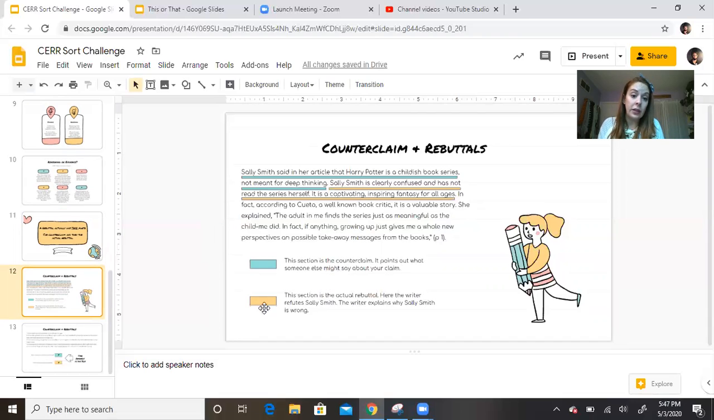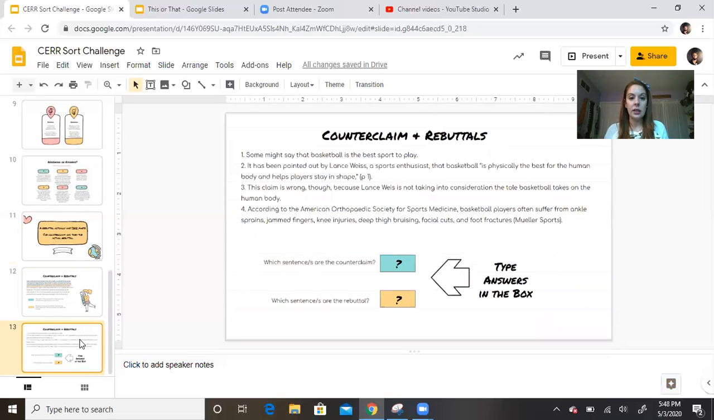Now, I'm going to start my rebuttal here in yellow. I wrote, Sally Smith is clearly confused and has not read the series herself. It is a captivating, inspiring fantasy for all ages. So that's how I refuted her stance. I went in to make it stronger by giving evidence to back myself up. I added, in fact, according to Cueto, a well-known book critic, it is a valuable story. She explains, quote, "The adult in me finds the series just as meaningful as the child me did. In fact, if anything, growing up just gives me a whole new perspective and possible takeaway message from the books." So that's an actual quote. I went and found some evidence to help support me. So that's just support.